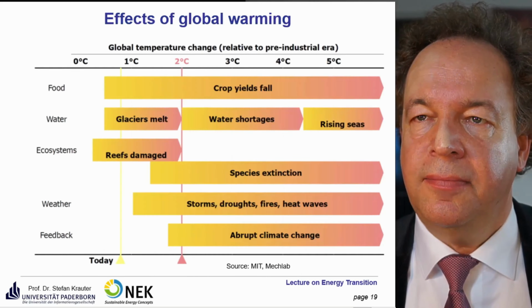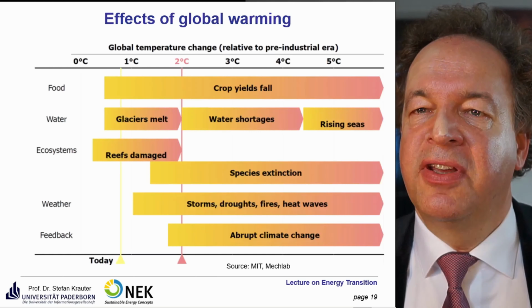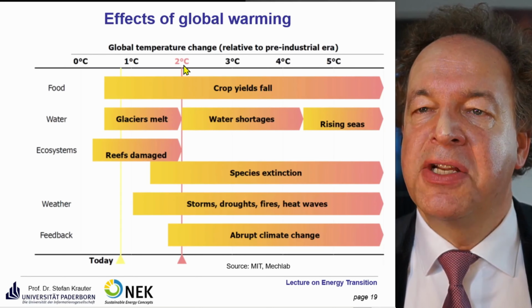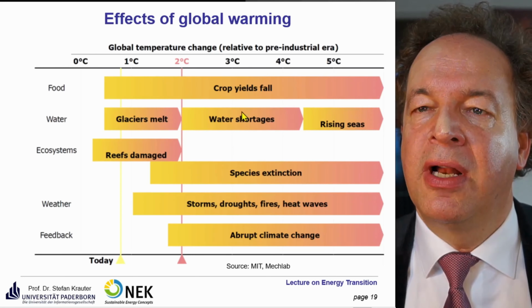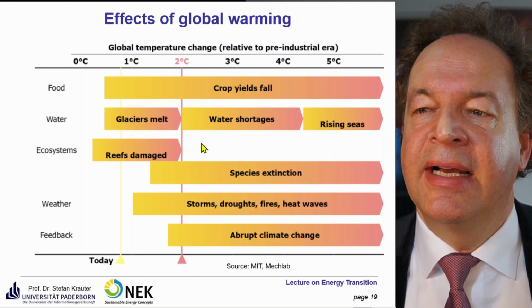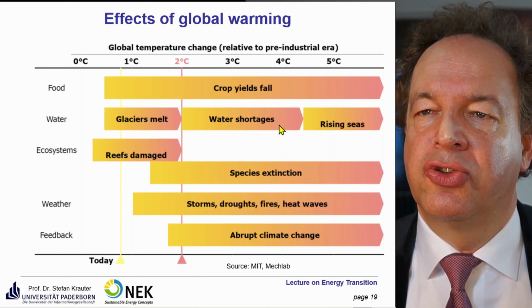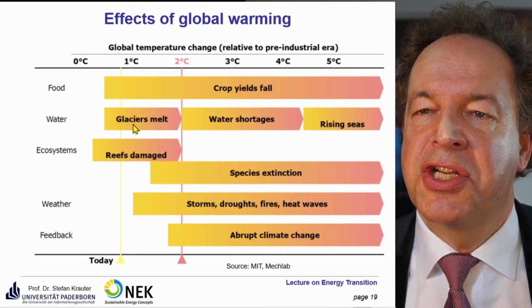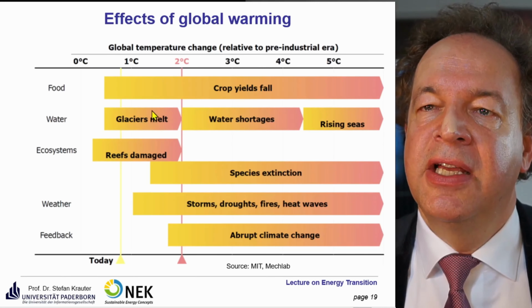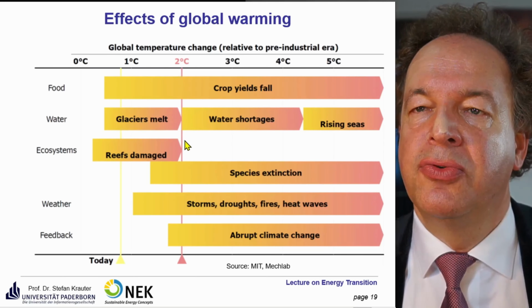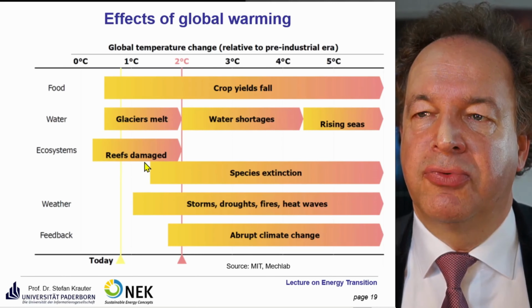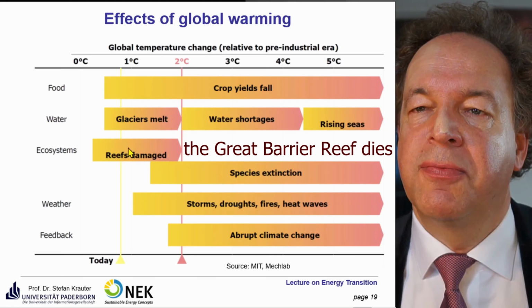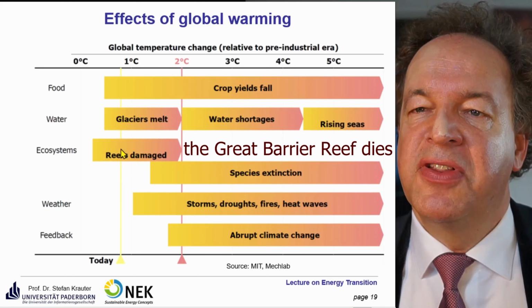What other effects do we have here? So we have an effect on food. If we go above the mentioned 2 degrees threshold, the crop yields will fall, the glaciers will melt, and we will have water shortages and rising seas. The glaciers, we already observed that even for temperature increases below 2 degrees. Also, we now observe reef damage. Go to Australia, the reefs are bleaching, and they even have problems with the tourism industry.